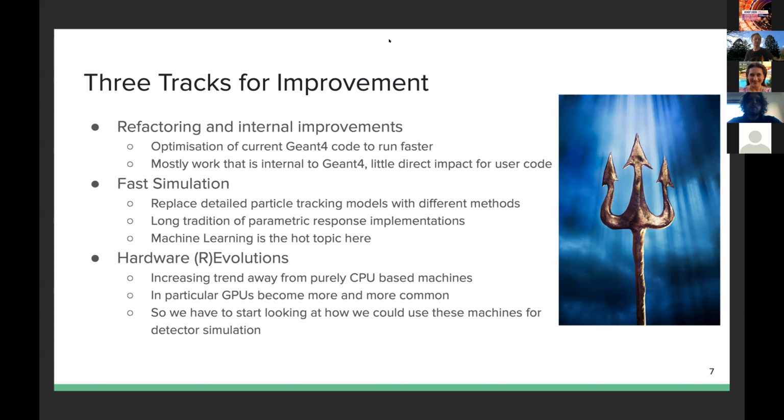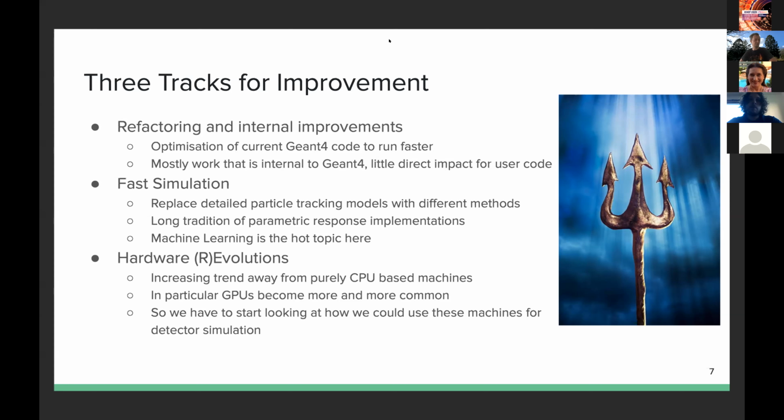The second track is fast simulation. We know all of the experiments use this technique already. The idea here is you replace the detailed particle tracking models with different methods, so parametric responses or more and more machine learning techniques are becoming a very hot topic.